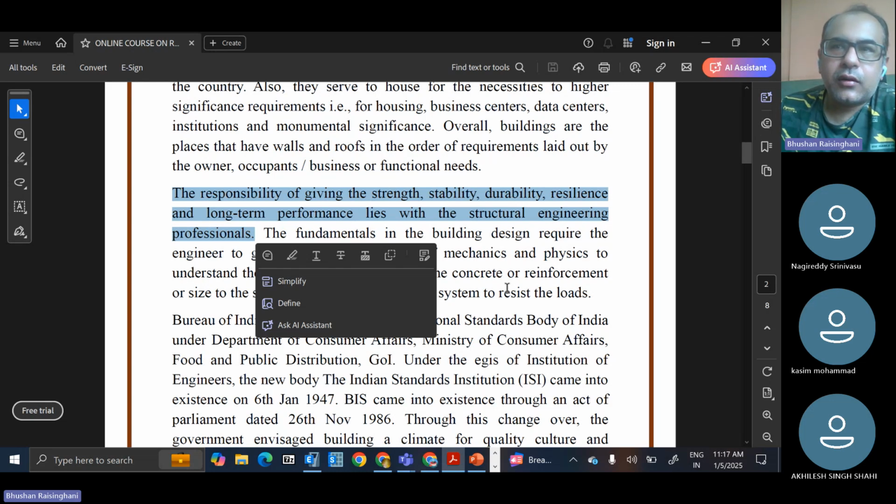But you should not compromise on many things. You should compromise only on the small things that are possible. So you should have your own understanding of what I will allow to happen and what I will not allow to happen as a structural engineer.